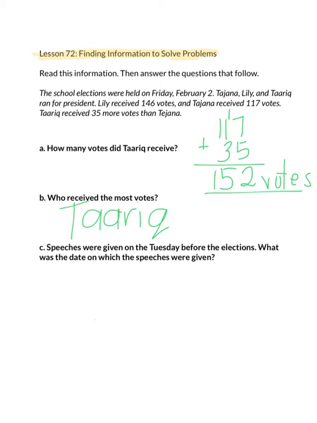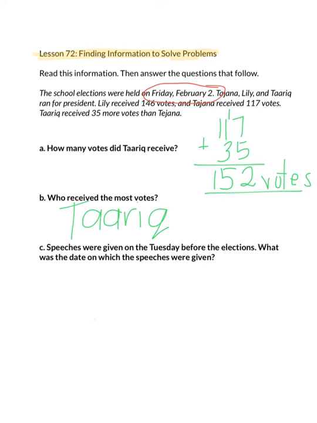All right, question C. A little bit different. No longer are we worrying about the votes. We're talking about when the speeches were given. Speeches were given on the Tuesday before the elections. What was the date on which these speeches were given? We have to go back to that problem and figure out what is the important information to note. The school elections were held on Friday, February 2nd, and these speeches were given on Tuesday before the elections.